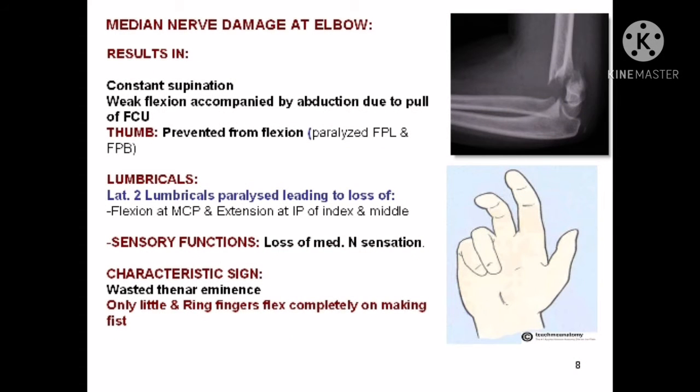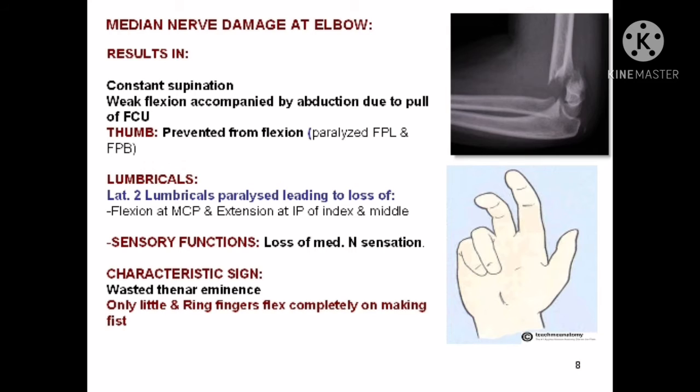The median nerve damage at the elbow results from a supracondylar fracture of the humerus bone, and the presentation is constant supination of the forearm, weakness of flexion, which is accompanied by abduction due to the pull of flexor carpi ulnaris. The thumb is prevented from flexion due to paralysis of the flexor pollicis longus and flexor pollicis brevis muscles.